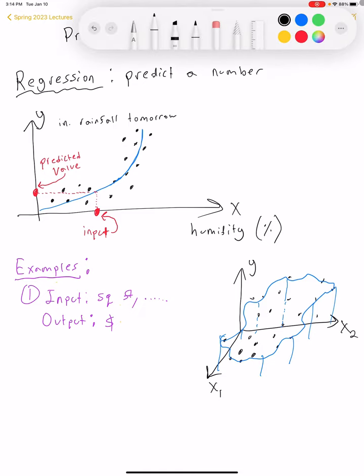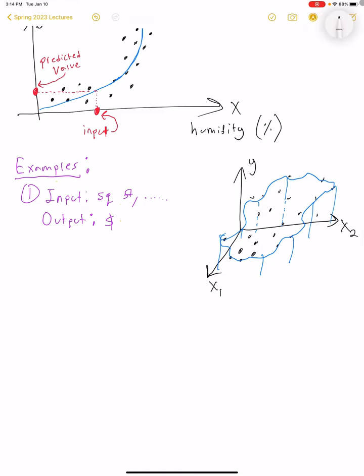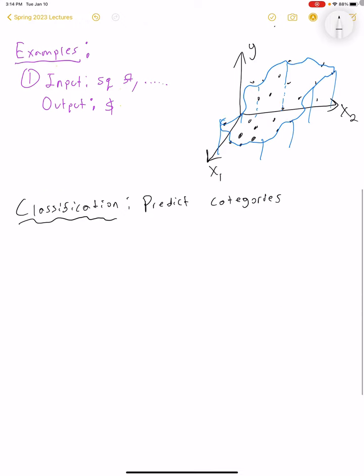So the next category is classification. This is another type of supervised learning. The goal of classification is to predict categories. So let's look at an example, just like before. Is this legible so far? Okay, cool. I'm very self-conscious about my handwriting, so I apologize.